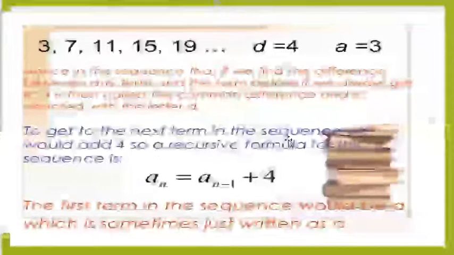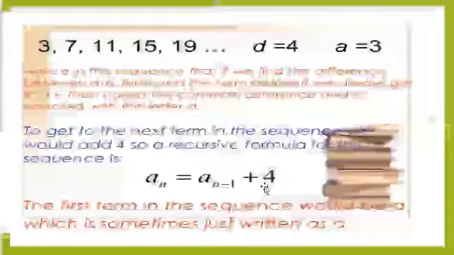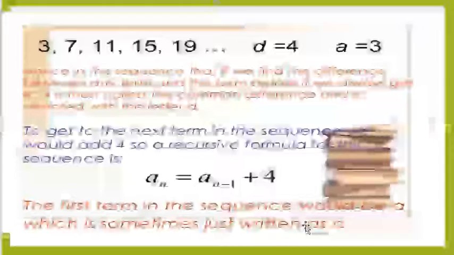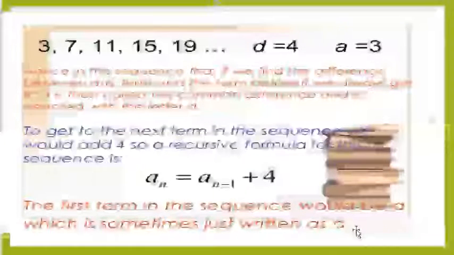To get to the next term in the sequence, we would add 4, so a recursive formula for this sequence is an is equal to an minus 1 plus 4. Now students, always remember this formula also. The first term in the sequence will be a1, which is sometimes just written as a. There are many terms available in the sequence, so the first term we can write as a1 also, but many times it is written only as small a.